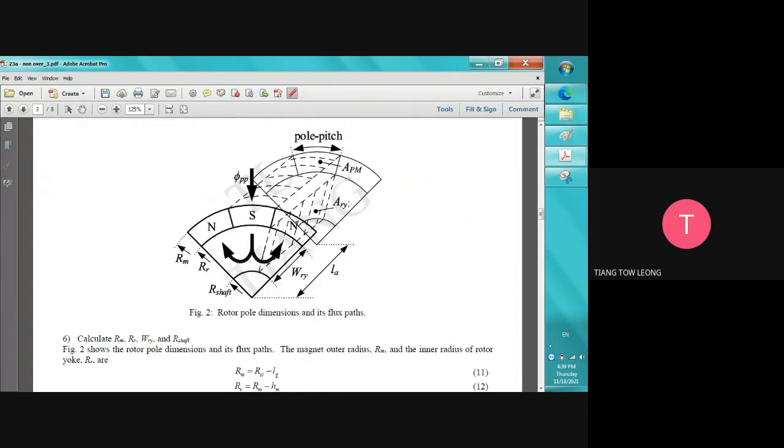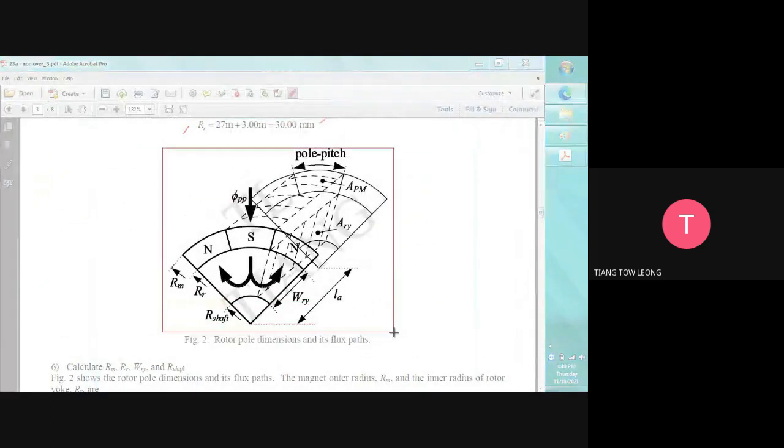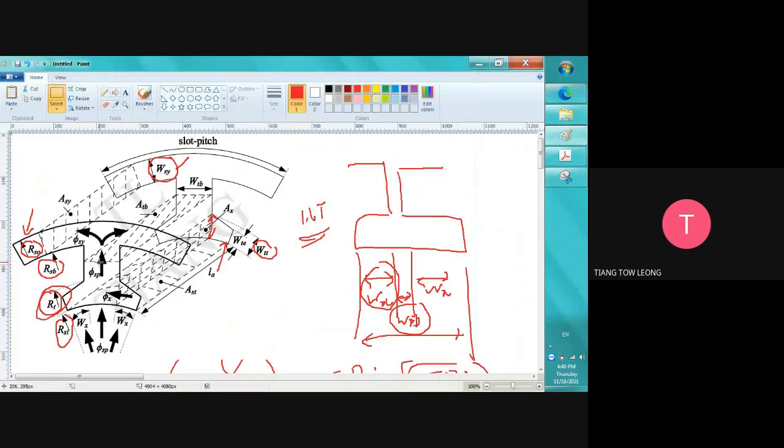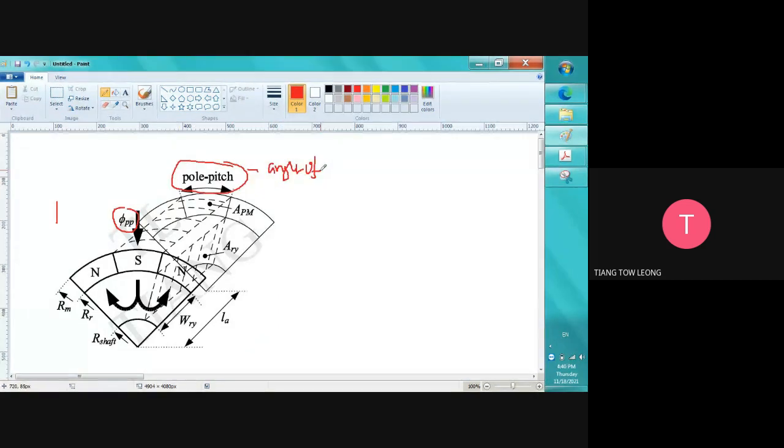Okay, next we will need to go to the rotor pole. First of all, we need to understand what is inside. So the flux path: this one is the flux per pole pitch. Pole pitch means the angle of one magnet. For example, now we have a north pole, south pole, north pole. So the pole pitch can be here, here, or here. The pole pitch is the angle of the magnet.